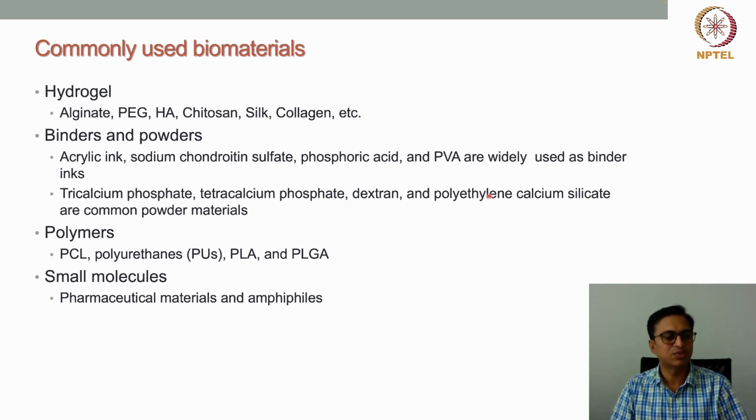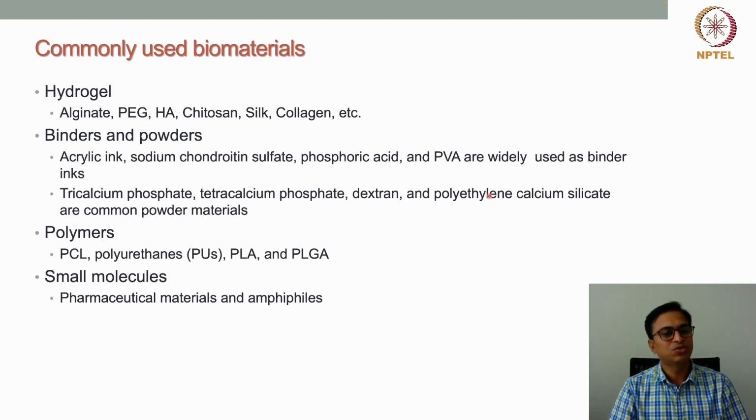Like alginate is one such material. It's a hydrogel, and it's a widely used biomaterial for different applications. Along the same line, this has also been used for inkjet 3D printing. Similarly, polyethylene glycol is also a synthetic polymer that is used. Similarly, hyaluronic acid, chitosan, silk, collagen. The list is very long. So different types of hydrogel materials are used for inkjet bioprinting.